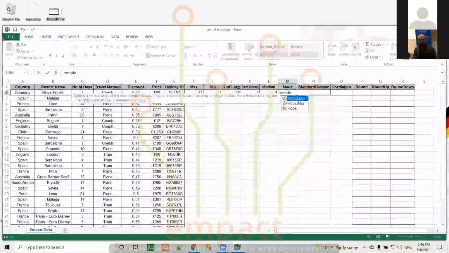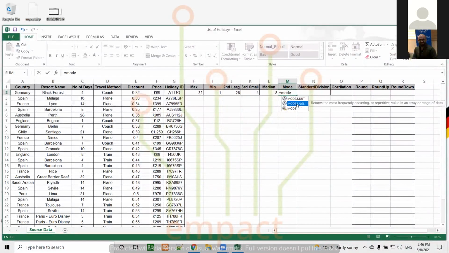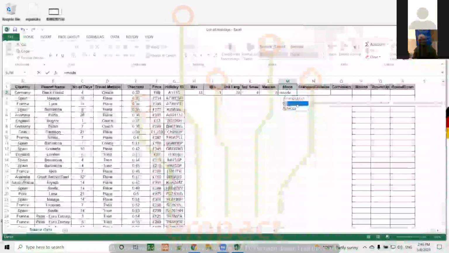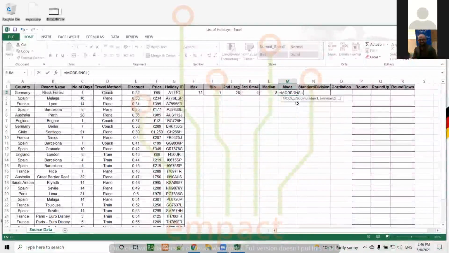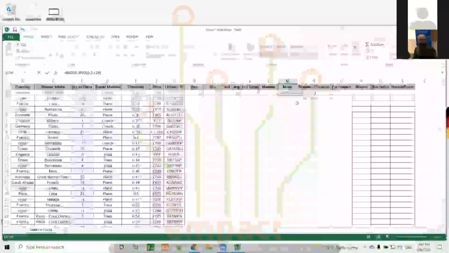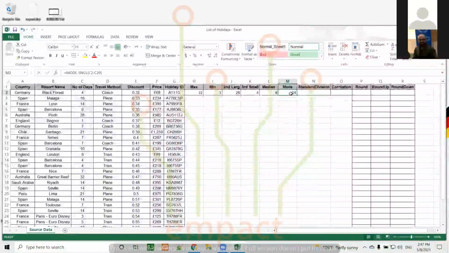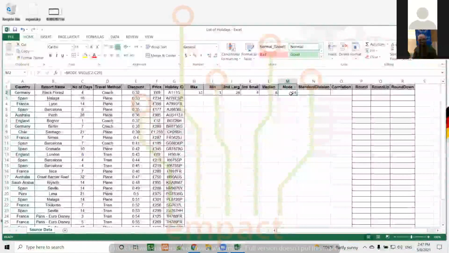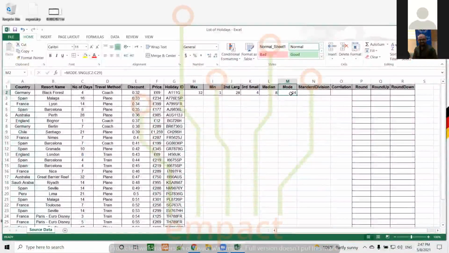We have two types, the first one single and the second one multi. Now we are just taking the single, because we want the value according to our data. So we select C2 to C29. We want the model number, which is 14. Now if you look at the data, we see that 14 is the most popular and most repeated in our data.